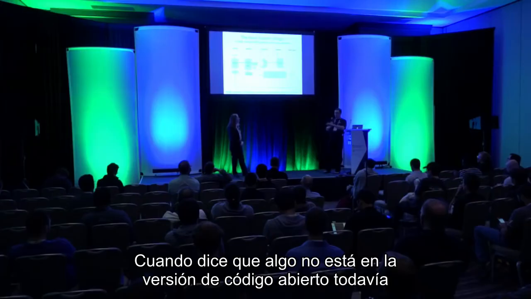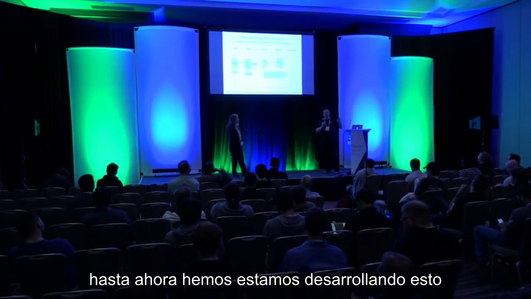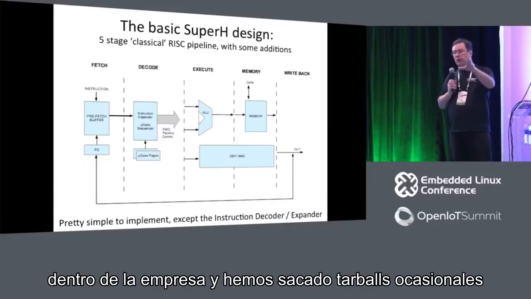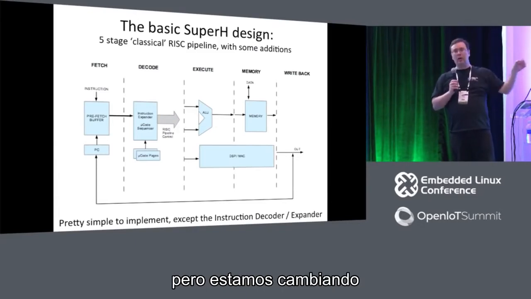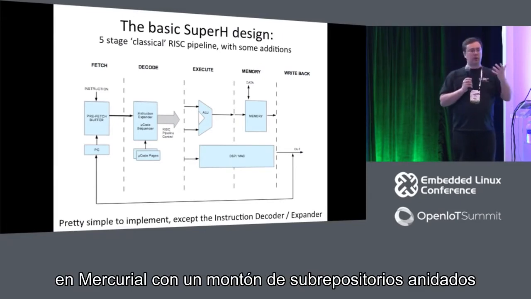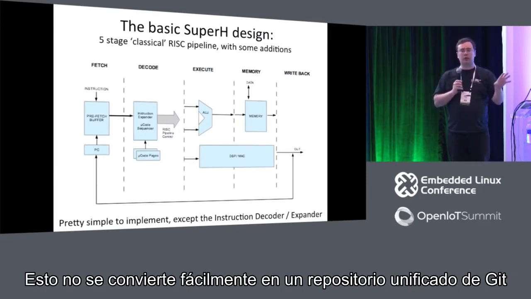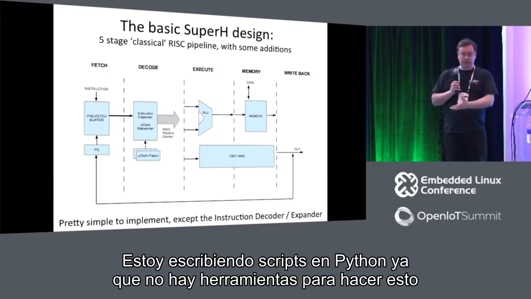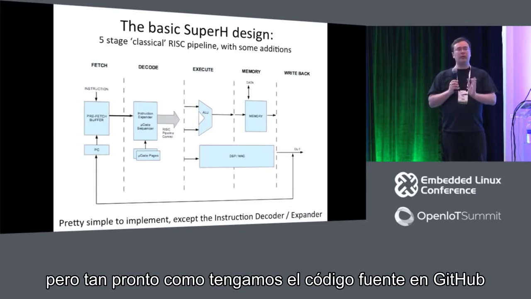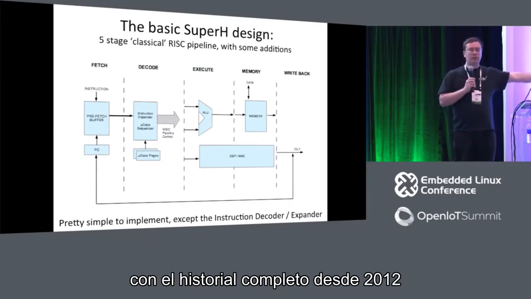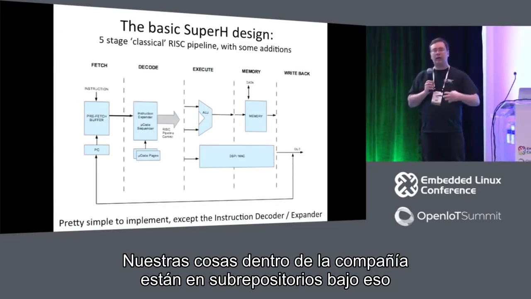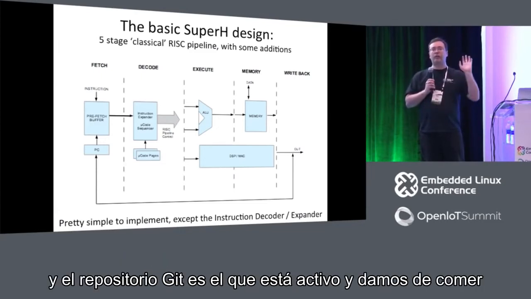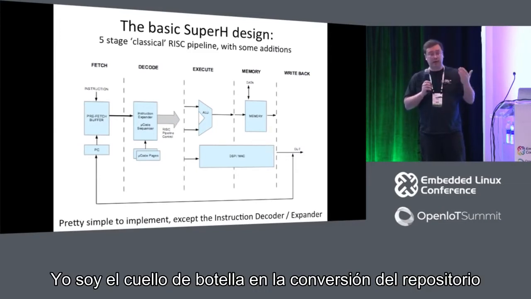Real quick, an aside. When he says something's not in the open source release yet, so far we've been developing this in-house and doing occasional tarball releases of BSD licensed source code, but we are switching. We did our internal development in Mercurial with a bunch of nested subrepos, so it doesn't easily convert to a unified Git repository. I'm writing Python scripts to do that. There's no existing tools for this. But as soon as we get the source up on GitHub with the full history back to 2012, we're going to change our internal processes so our in-house stuff is subrepos under that, and the Git repository is the live one that we dog food. We're switching to that now. I'm the bottleneck on that, converting the repo.